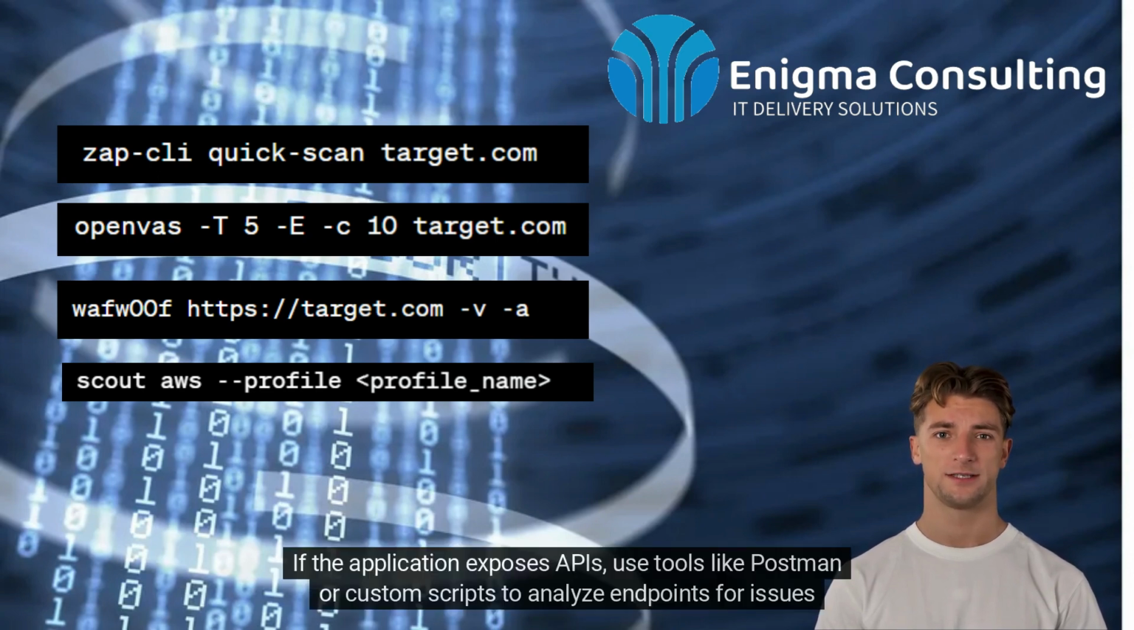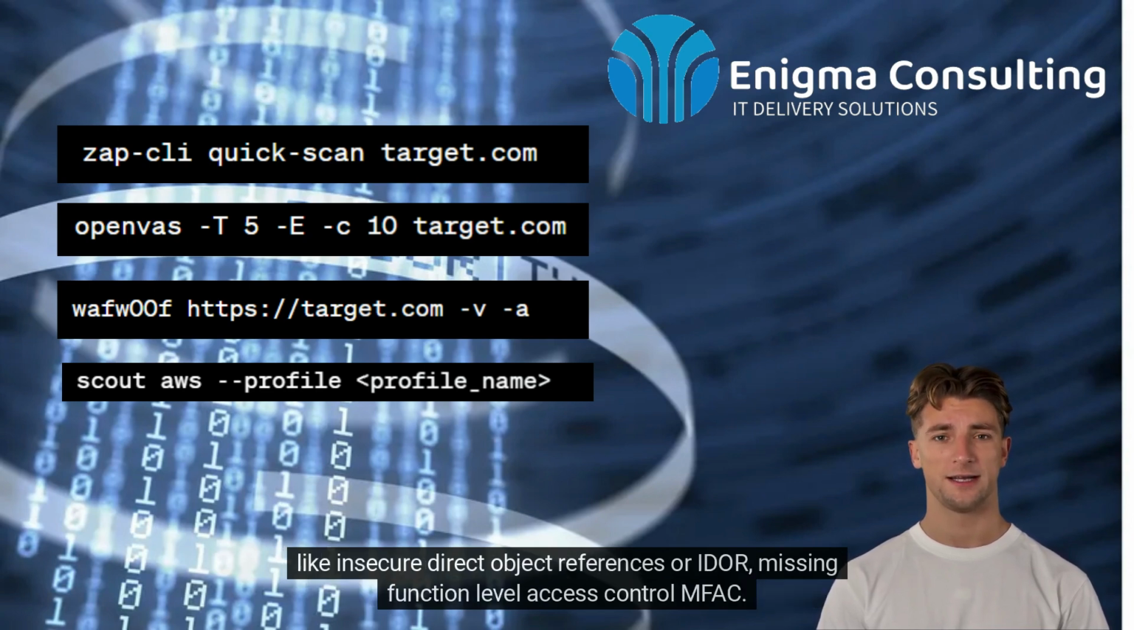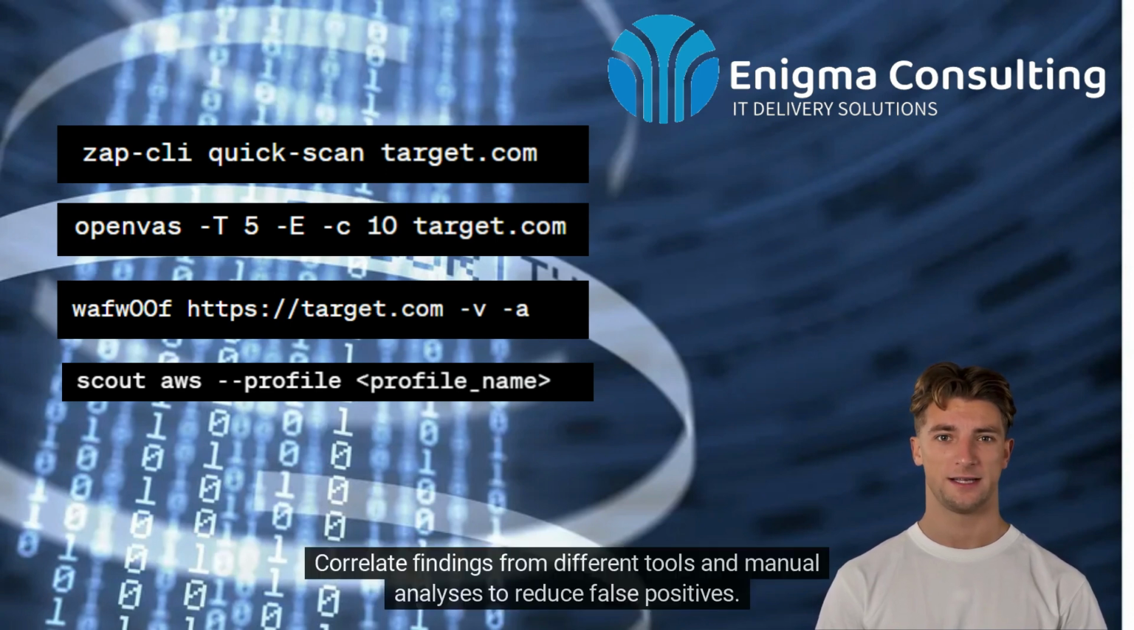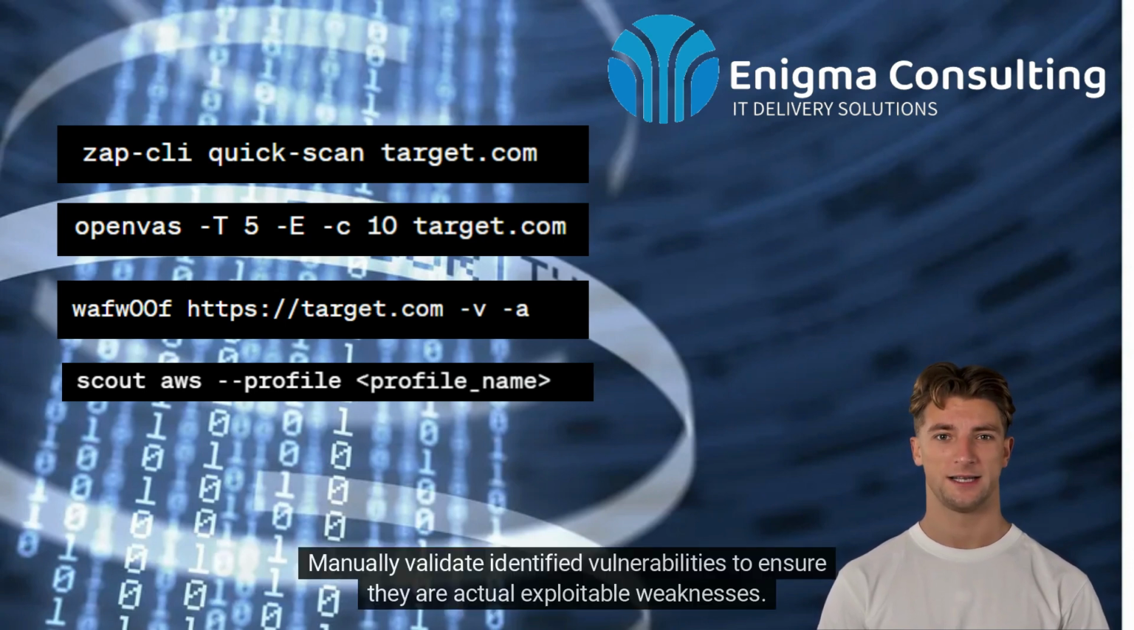If the application exposes APIs, use tools like Postman or custom scripts to analyze endpoints for issues like insecure direct object references or IDOR, missing function level access control, and so on. Correlate findings from different tools and manual analyses to reduce false positives. Manually validate identified vulnerabilities to ensure they are actual exploitable weaknesses.